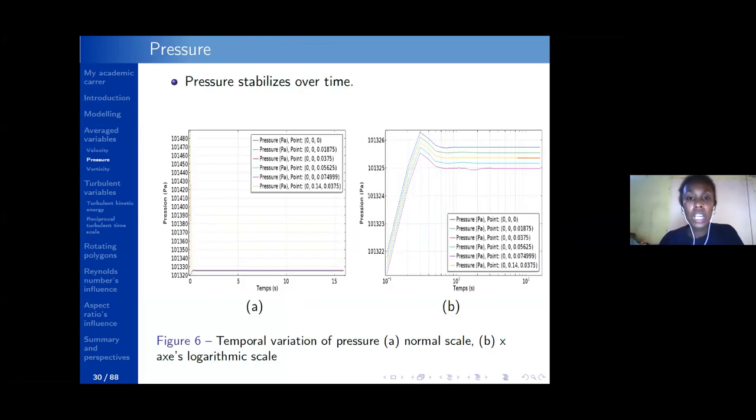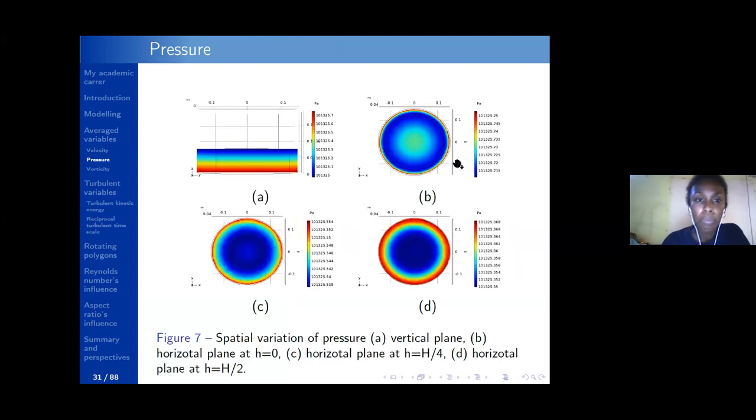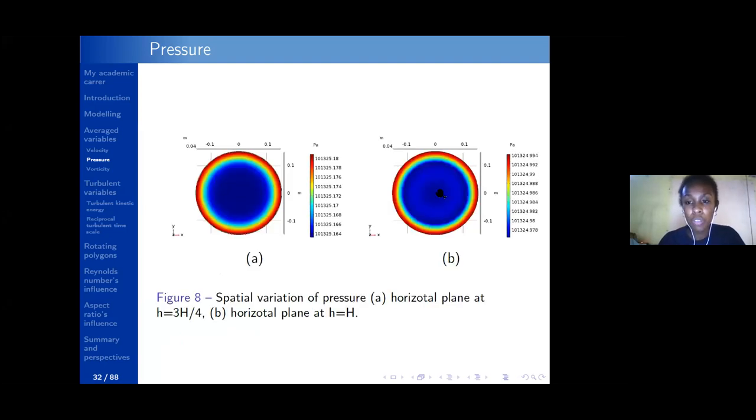About the pressure, its variation over time shows that it stabilizes over time. Here we have the value of the pressure at different points at different heights. Its spatial variation shows that the pressure has a hydrostatic variation. It means that it increases with depth, and horizontal variation shows an increase with the radial component.